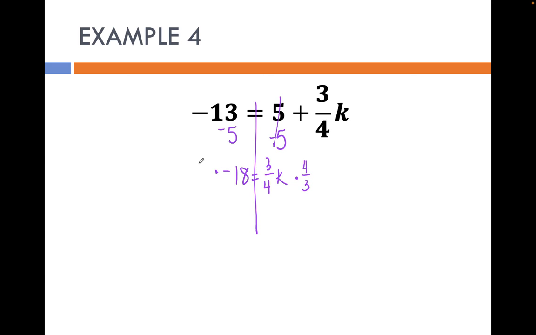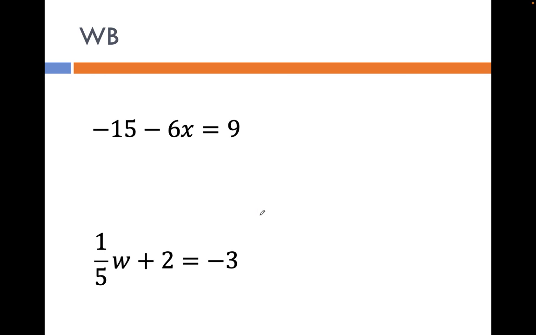So we flip 3/4 and we multiply both sides by 4/3 because we want the 4's to cancel and the 3's to cancel, leaving just the k on the right hand side. And over here, the 3 and the 18 can both divide by 3, leaving a negative 6 over here and a 1 down here, and 4 times negative 6 is a negative 24. Pause the video and give these two examples a try.